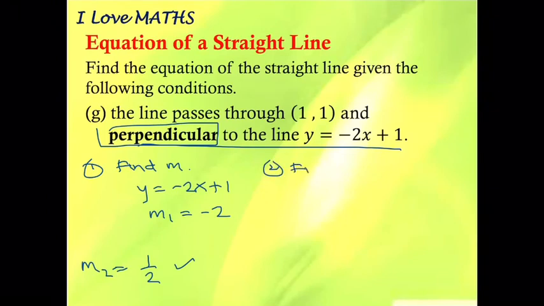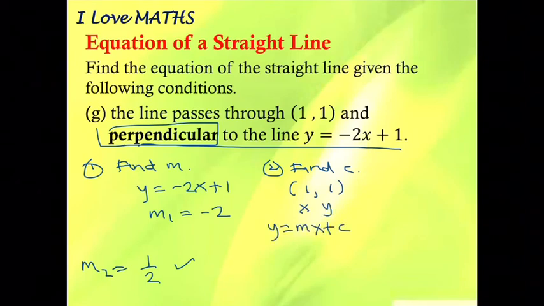Second step is to find the value of the y-intercept c. We need to use the point 1, 1 as values of x and y and substitute to the formula y equals mx plus c. So the value of c is 1/2.